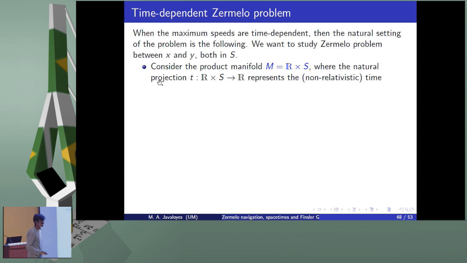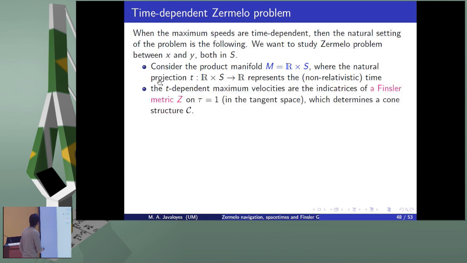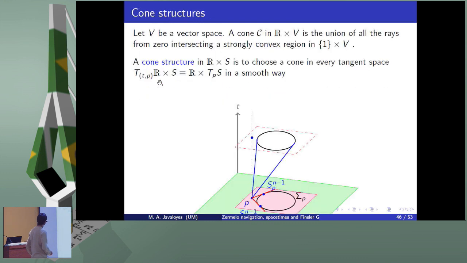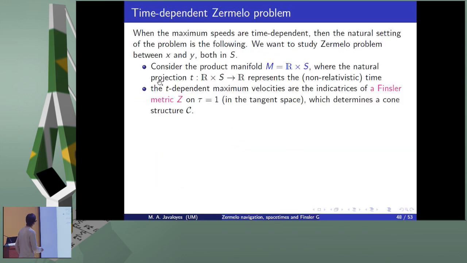And then in order to solve the Zermelo problem, you have to consider this manifold here. The cone is constructed with the maximum velocities. At every point, you construct a cone, like here. These are the maximum velocities, and using them you construct a cone. But in principle, this cone depends on time too. So it's not just on the manifold S, but for every t and every p, you construct a different cone. So at the end, you're building a cone structure here in M.